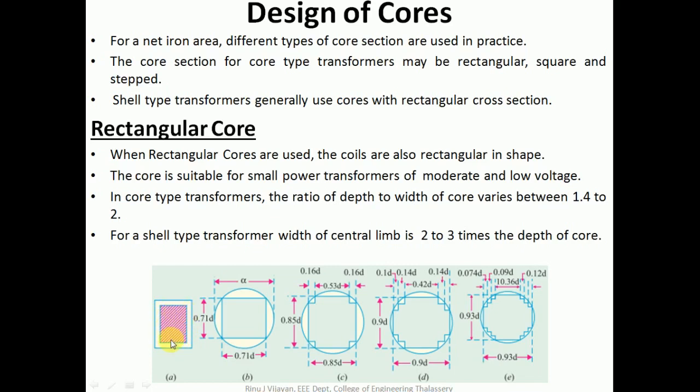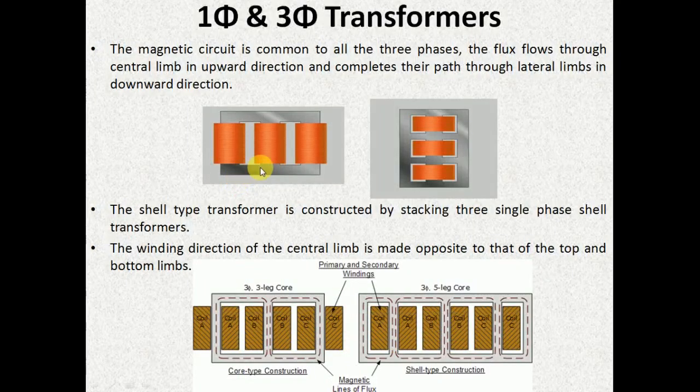When this rectangular cross section is used in core type transformers, the ratio of depth to width varies between 1.4 to 2. This portion is indicating the depth and this portion is indicating the width, and their ratio varies from 1.4 to 2. In the case of shell type transformers, when a rectangular core section is used, the width of the central limb is 2 to 3 times the depth of the core.